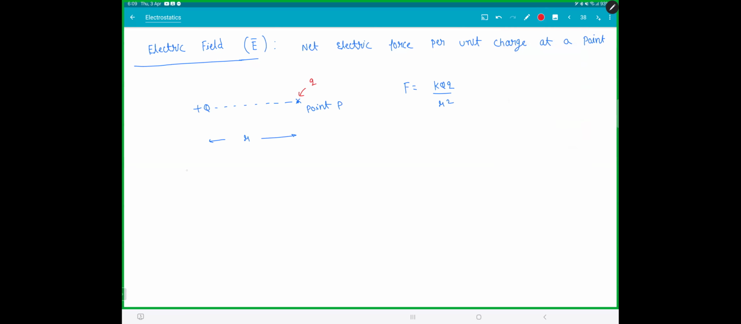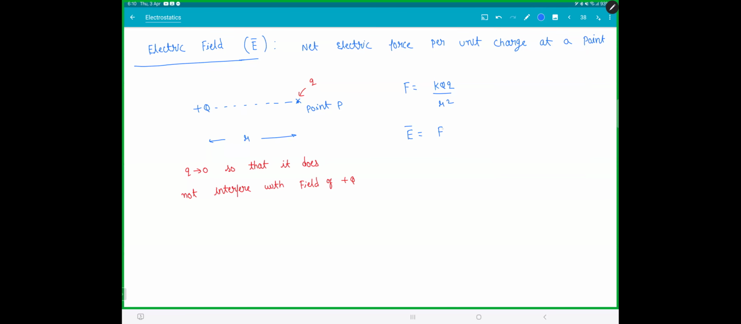And here we'll make sure q is almost negligible, tending to 0, because we don't want this q to come and interfere with the field of capital Q. Because if you bring one more charge in the region, that is going to mess up the field in the region. So we are trying to study the field due to capital Q, the field of plus Q.